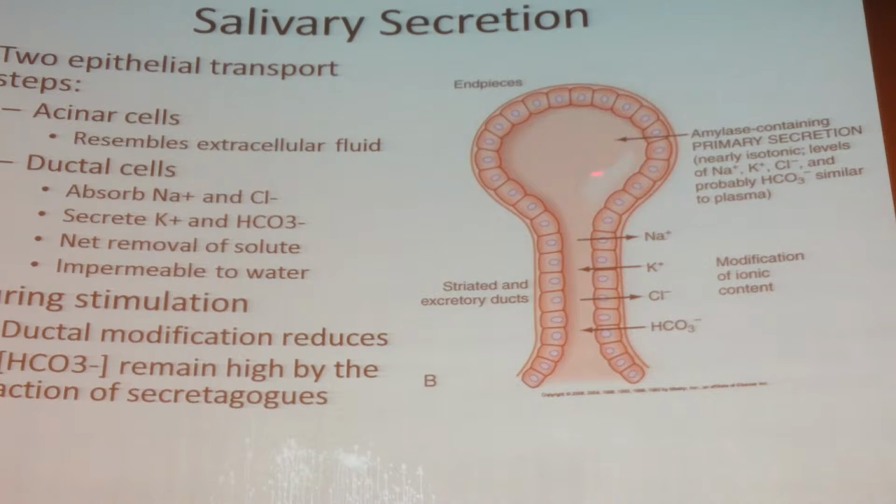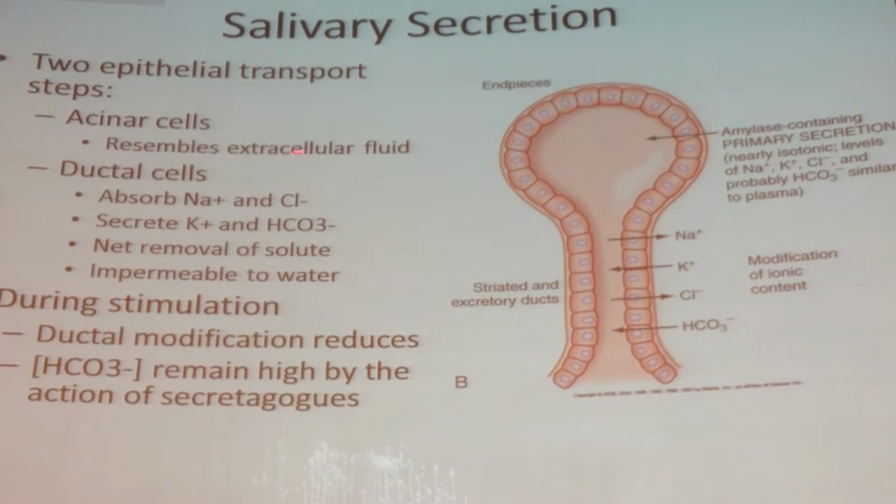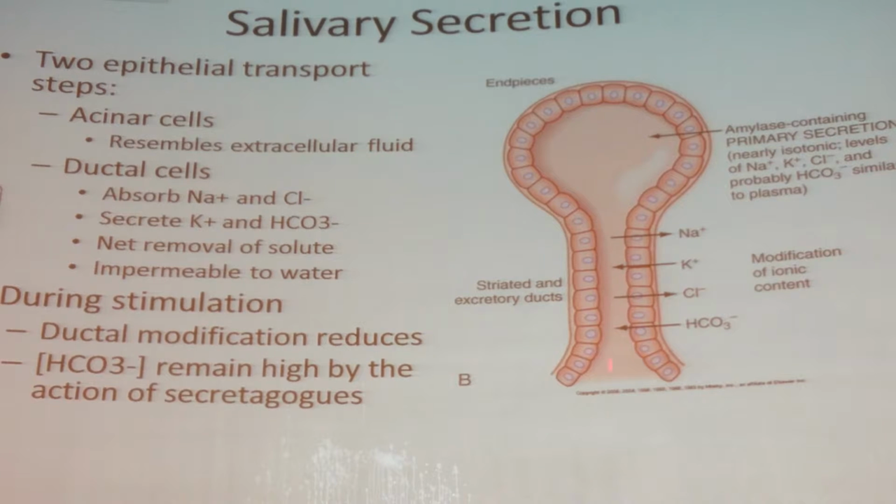The secretion is a two-step process. The first step is what we call the primary secretion, and it basically includes those enzymes we talked about, and has a very similar osmolarity to your plasma. So you can find most of these ions in very similar concentration as in the plasma, which means the extracellular fluid. So the acinar cells produce something that resembles extracellular fluid, and it goes through the duct.